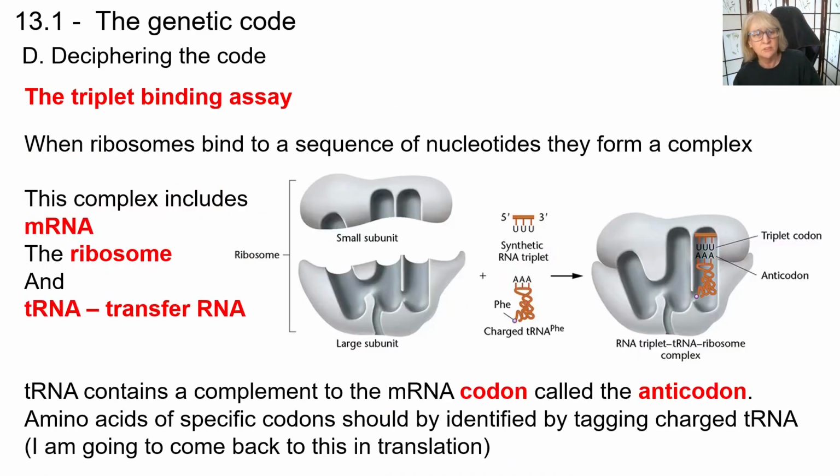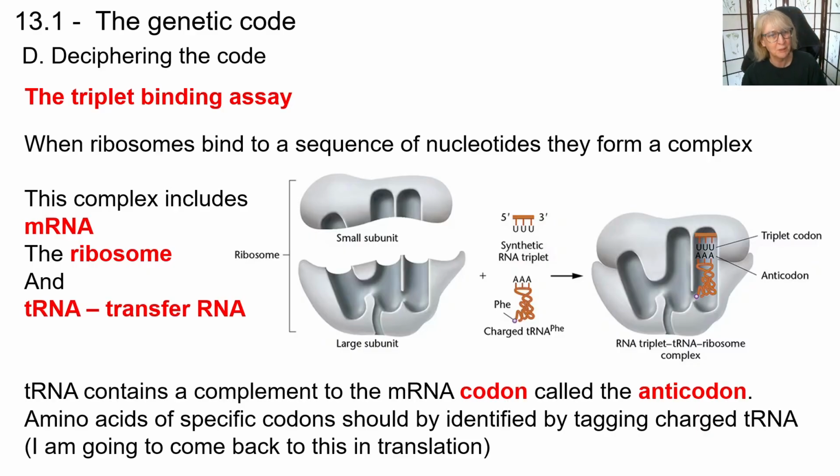There's also this idea of a triplet binding assay. I want to introduce this partially because this is where the next lecture goes, and so it gives you a little bit of flavor of how these things connect, but it is also the way we can discover something like what does GGG code for, because the other methods don't work for that.